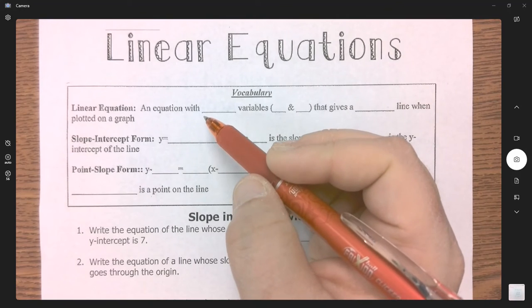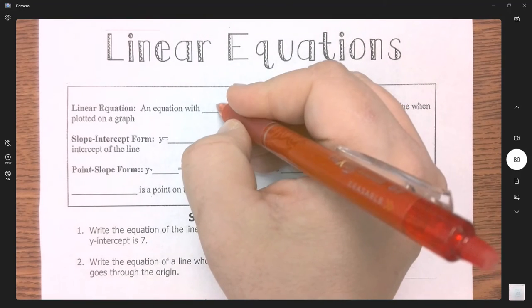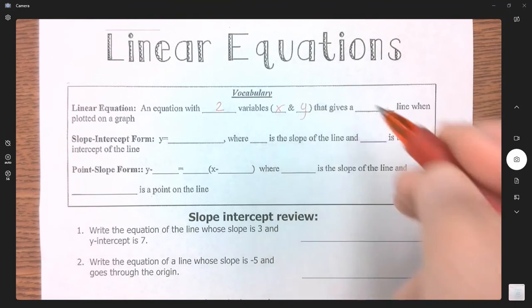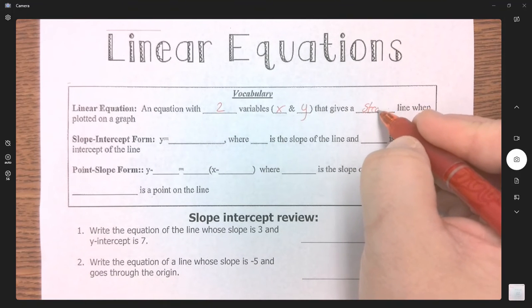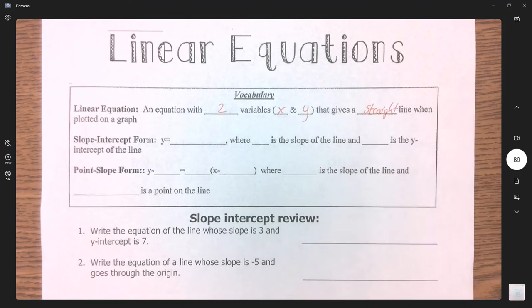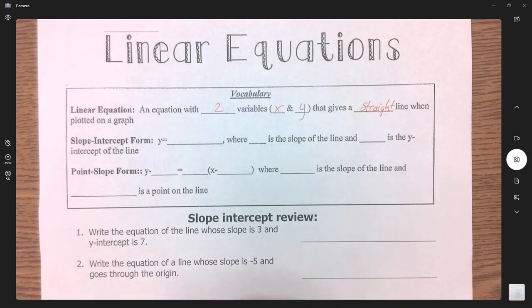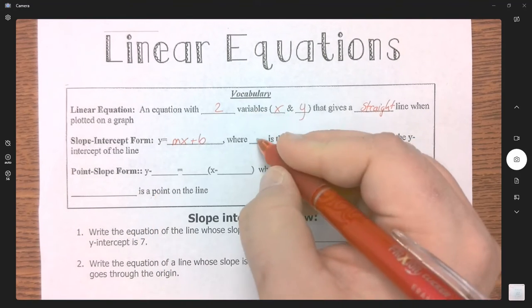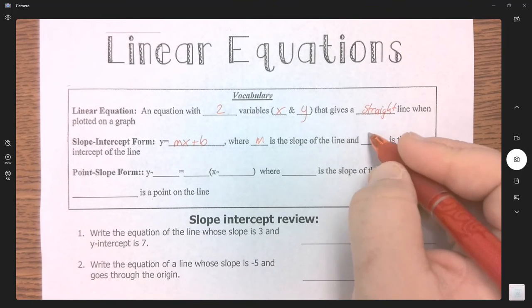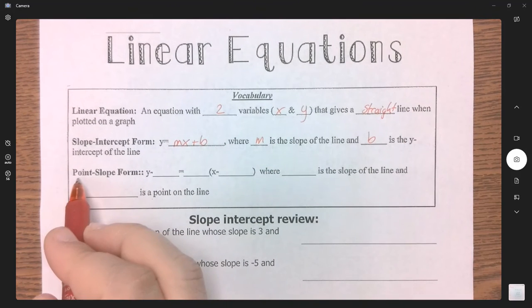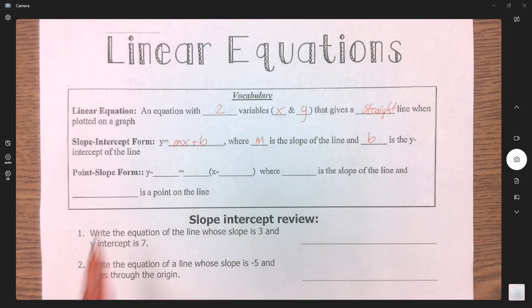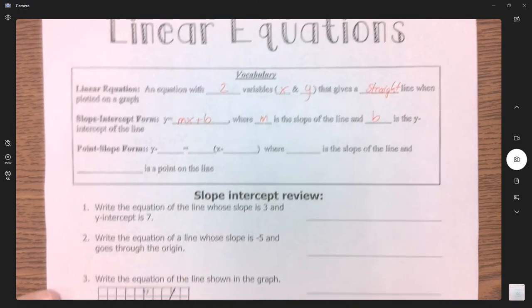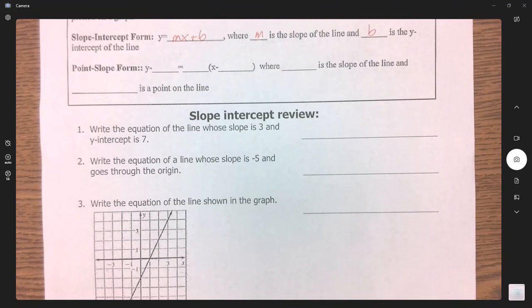Remember that a linear equation is an equation with two variables, x and y, that give us a straight line when plotted on a graph. Slope-intercept form is y equals mx plus b, where m is our slope of the line and b is the y-intercept. Point-slope form, you're going to leave alone for now because we're going to talk about this in our next unit. So, quick slope-intercept review.